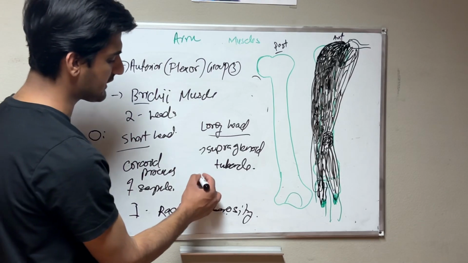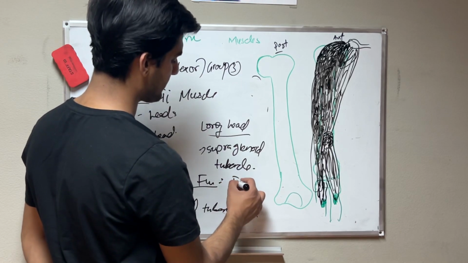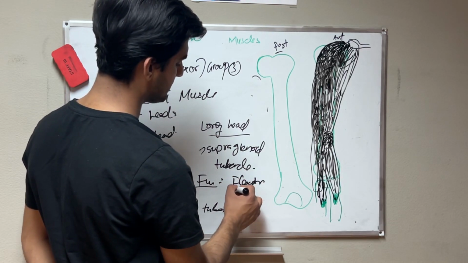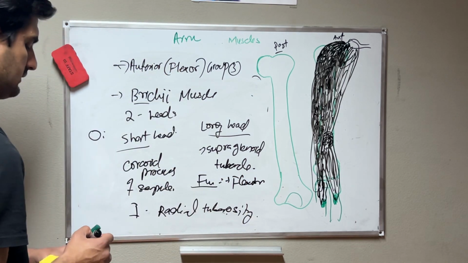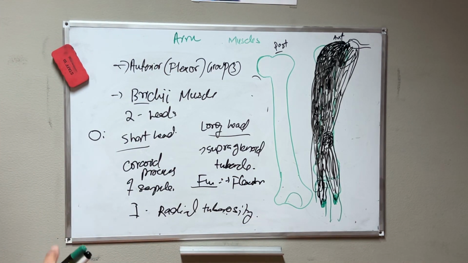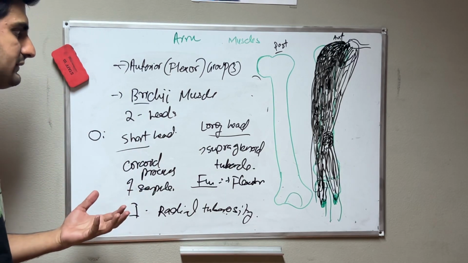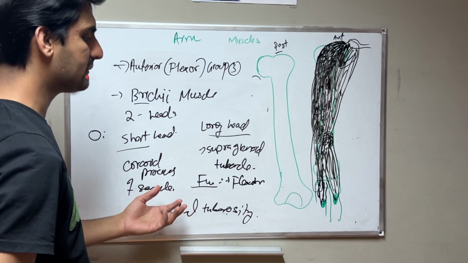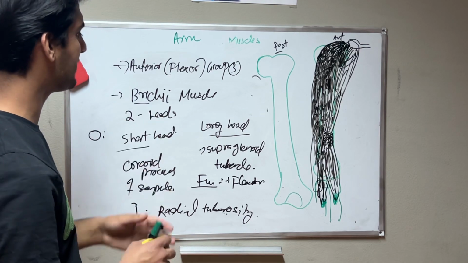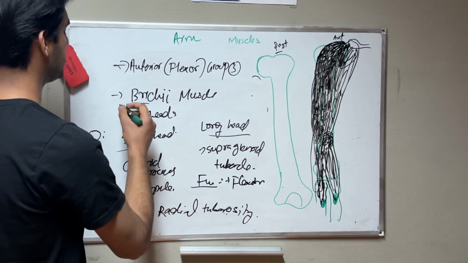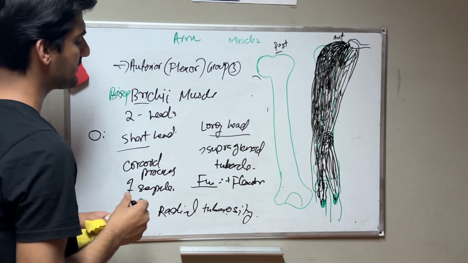And if you talk about the function, it is flexion of the arm. These are the three muscles of the flexors, because they help in flexion: brachialis muscle, coracobrachialis muscle, and biceps brachii muscle. Biceps brachii means it has two heads.